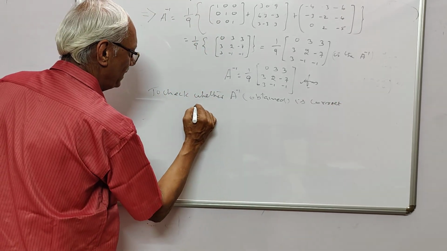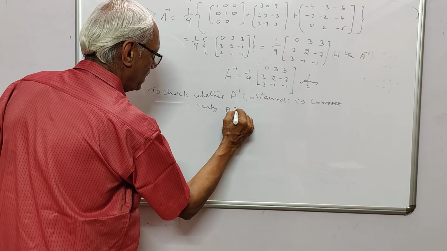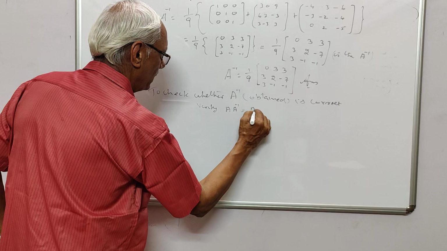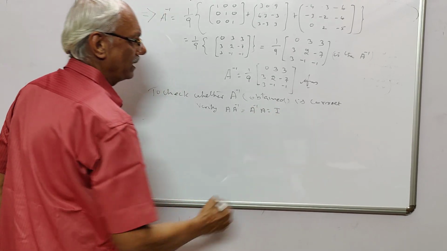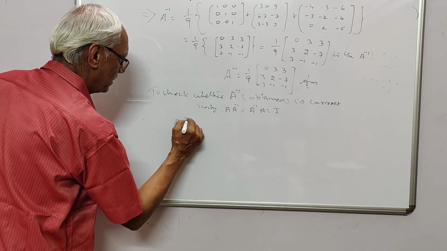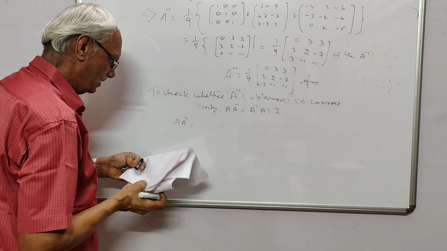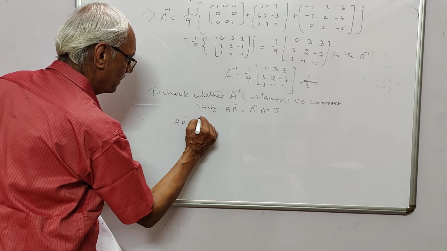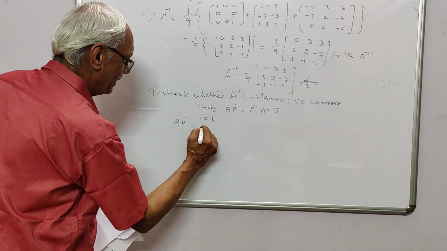That is, verify that A inverse A is equal to A A inverse is equal to I. Now what is your A? A is equal to 1 0 3, 2 1 minus 1.